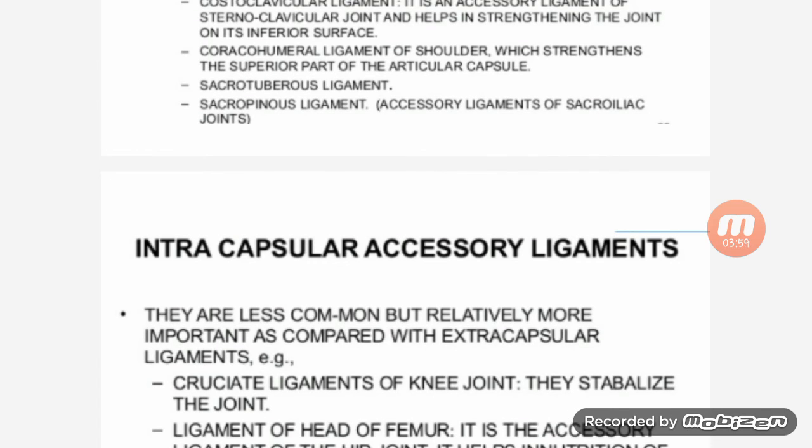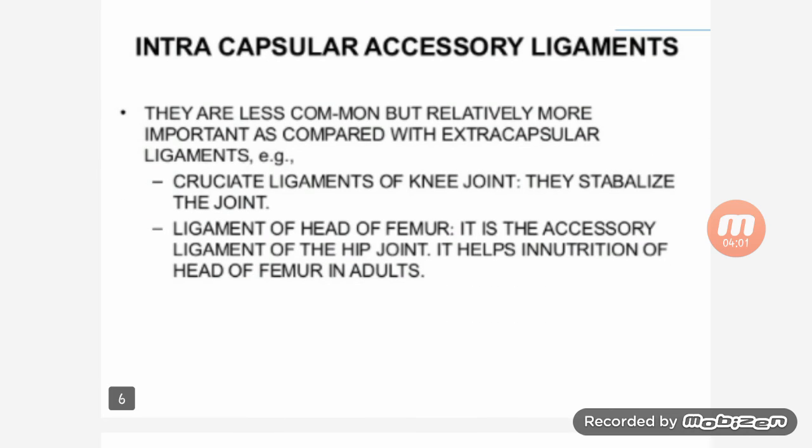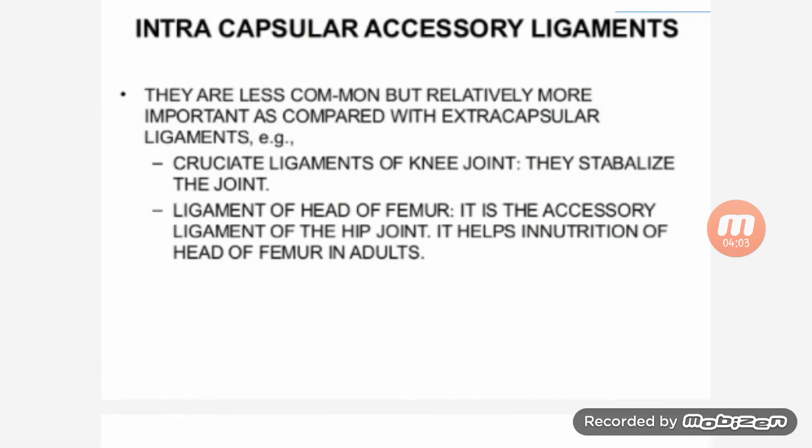The sacrospinous ligament is also an accessory ligament. Then intracapsular accessory ligaments are less common but relatively more important as compared with the extracapsular ligaments. Like the ligament of the head of the femur, it is an accessory ligament of the hip joint. It helps in nutrition of the head of the femur in a young adult.